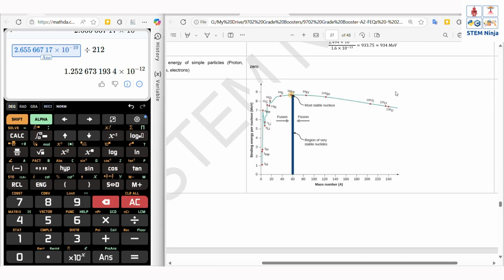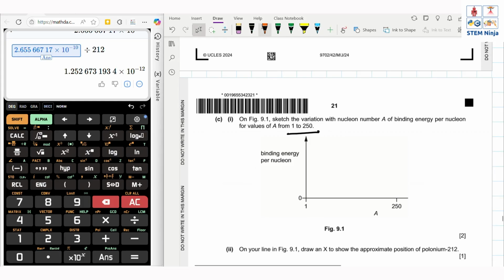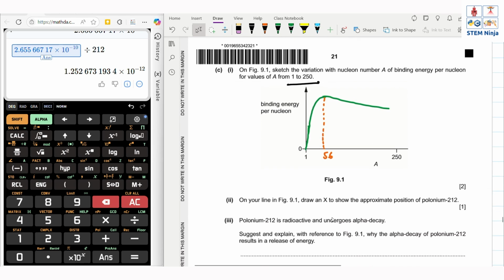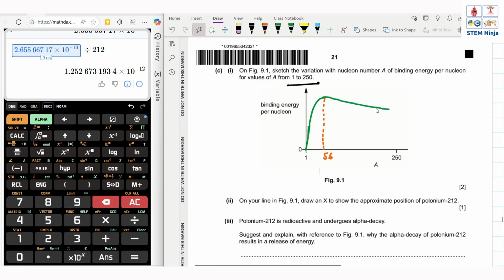Over here, we will draw the graph. So somewhat like this, where this would be 56. All right, on your figure 9.1, draw an arrow X to show the approximate position of polonium. So polonium would be X over here.